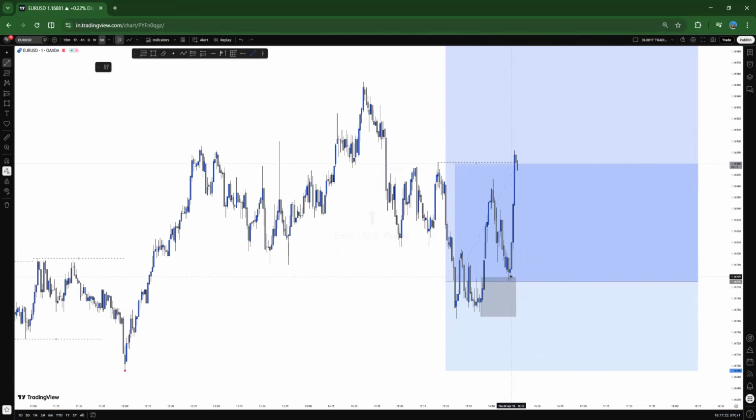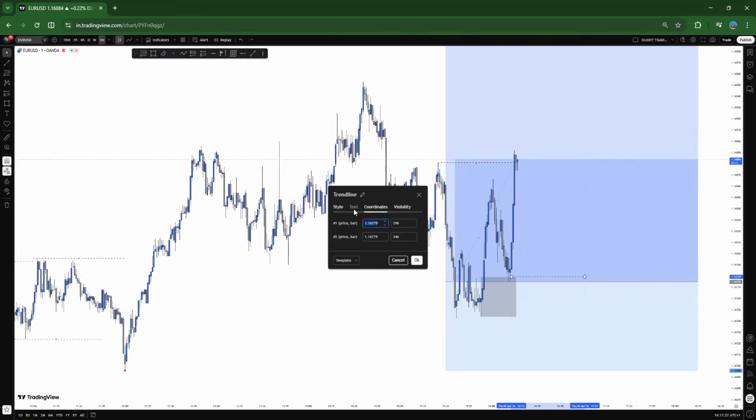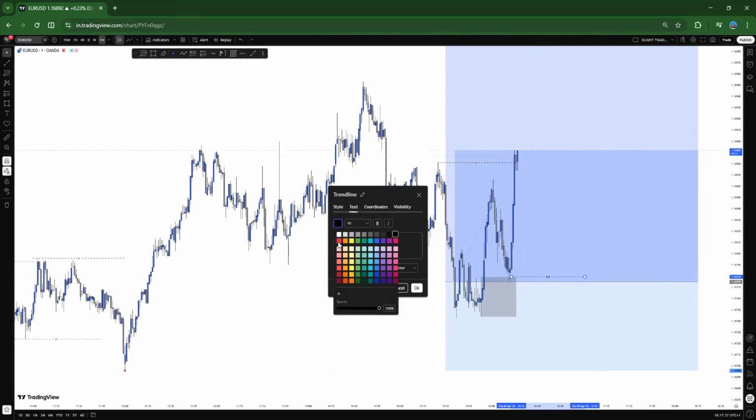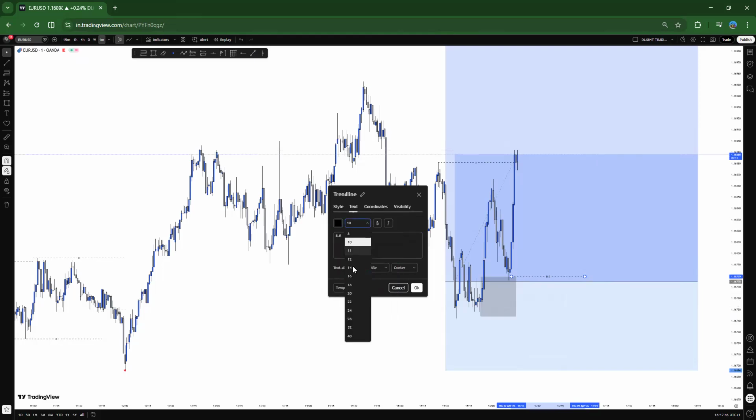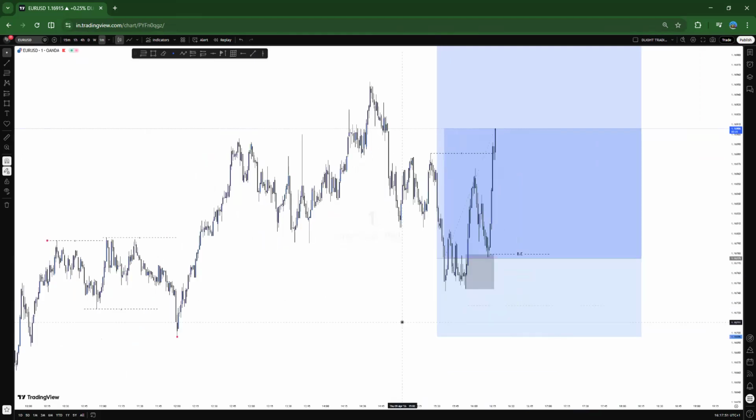This is lower time frame. You have to be very careful. Did I make that white or red? Red, white, too much black. I should just increase the text. Let me keep 13. All right, this will be better. We are rallying, ladies and gentlemen. Let's see how it goes.